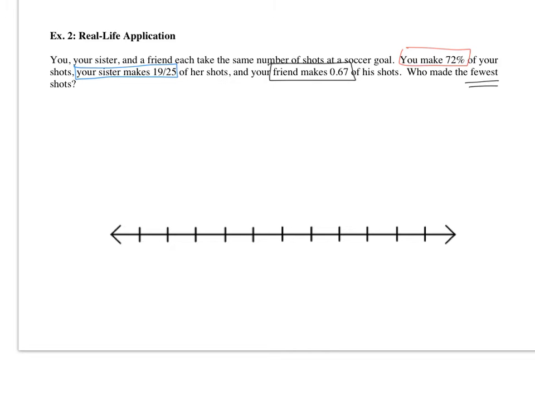All right, so here we have you, who makes 72%. We need to write that as a decimal. Remember, we remove that percent sign and take the decimal that's invisible at the end of that whole percentage and move it to the left 2 times. So that would be 72 hundredths. And your sister makes 19 25ths of her shots, or 19 out of 25. It means she only misses 6.